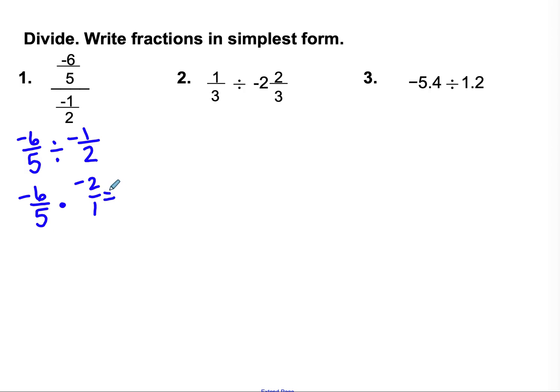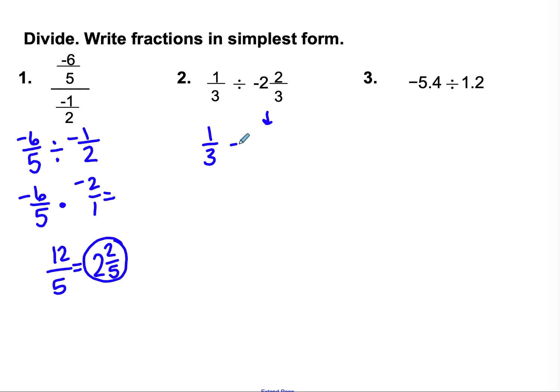I'm going to multiply straight across. 6 times 2 is 12. 5 times 1 is 5. 5 goes into 12 2 times, with 2 as a remainder. So my final answer is going to be a positive 2 2/5. Let's look at this next one. My first step is going to be taking that mixed number and changing it into an improper fraction.